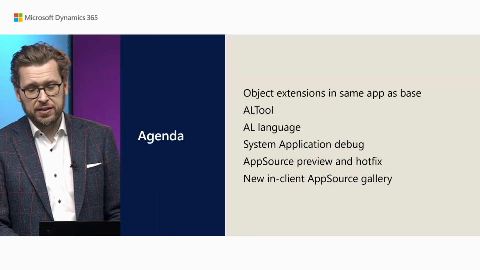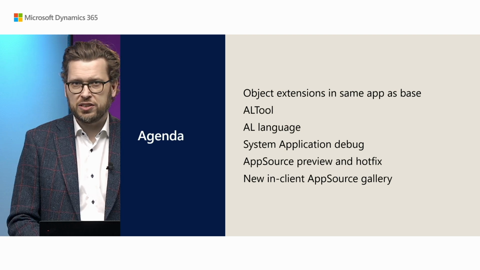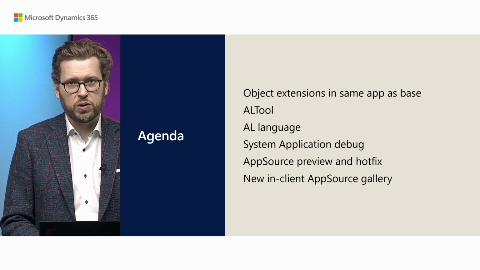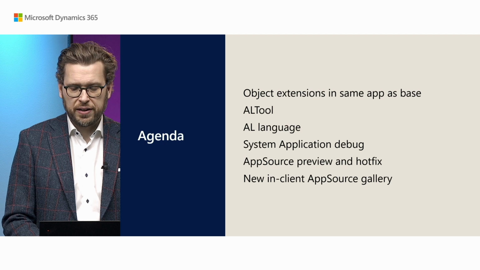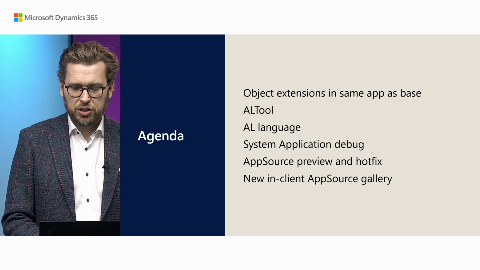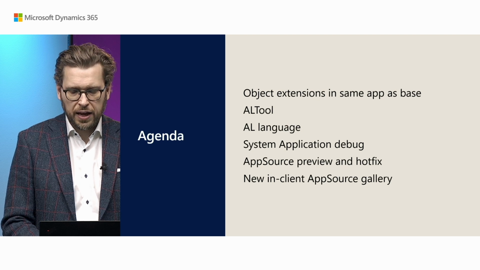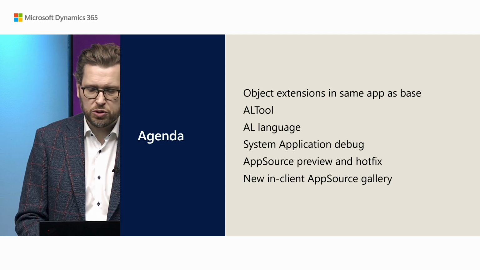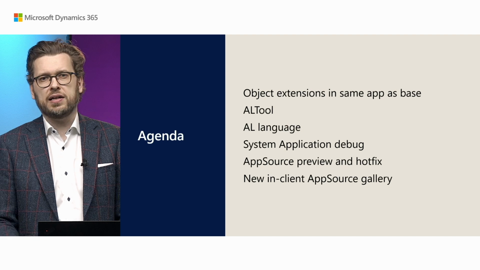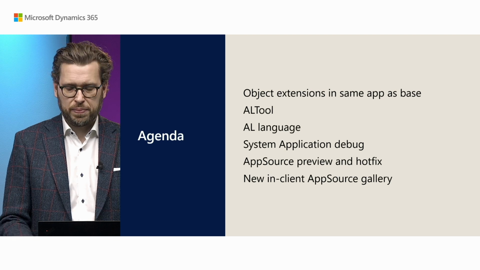Let's have a look at the session agenda. To begin with, Esben will talk about the ability to have object extensions in the same application as the base object. And he will also talk about a small tool we call ALTool, with some helper functions that you can use in pipelines. Then Steffen will talk about improvements to the AL language, including developer support for Copilot functionality in the application. And then I will take over talking about AppSource preview, AppSource hotfix changes, as well as the new in-client AppSource gallery that replaces the embedded AppSource marketplace.